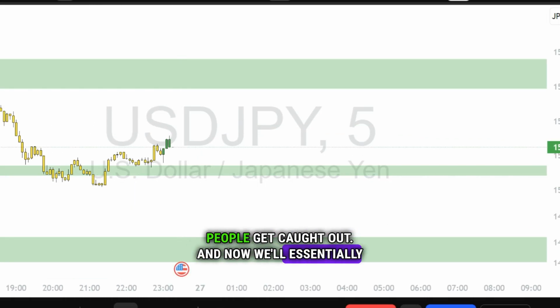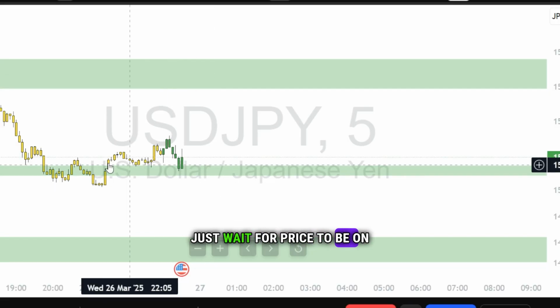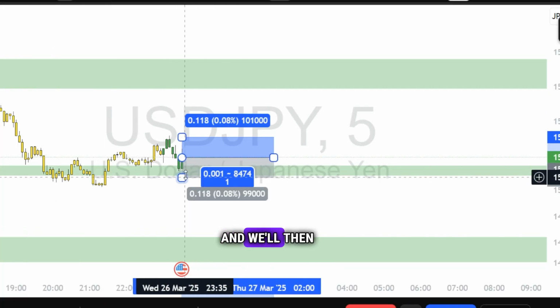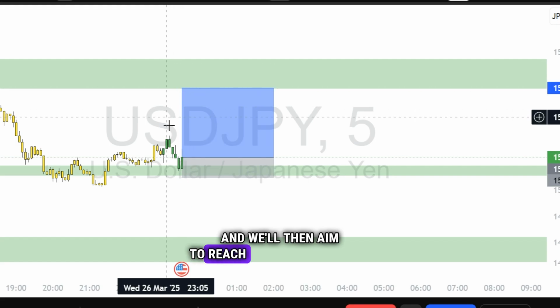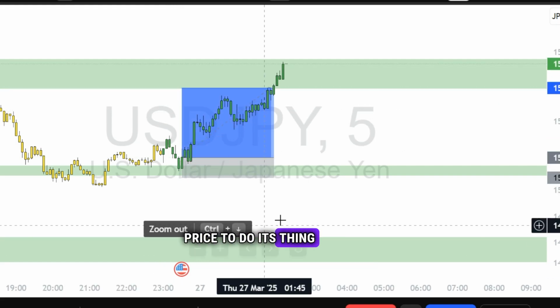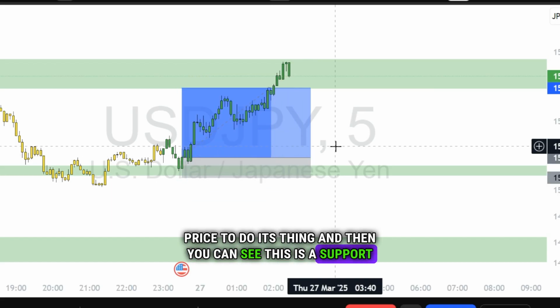And now we'll essentially just wait for price to be on one of our zones, give us some sort of rejection just like this, and we'll then aim to reach the next zone just like that. And as such, we'll just wait for price to do its thing, and then you can see this is a support and resistance that works.